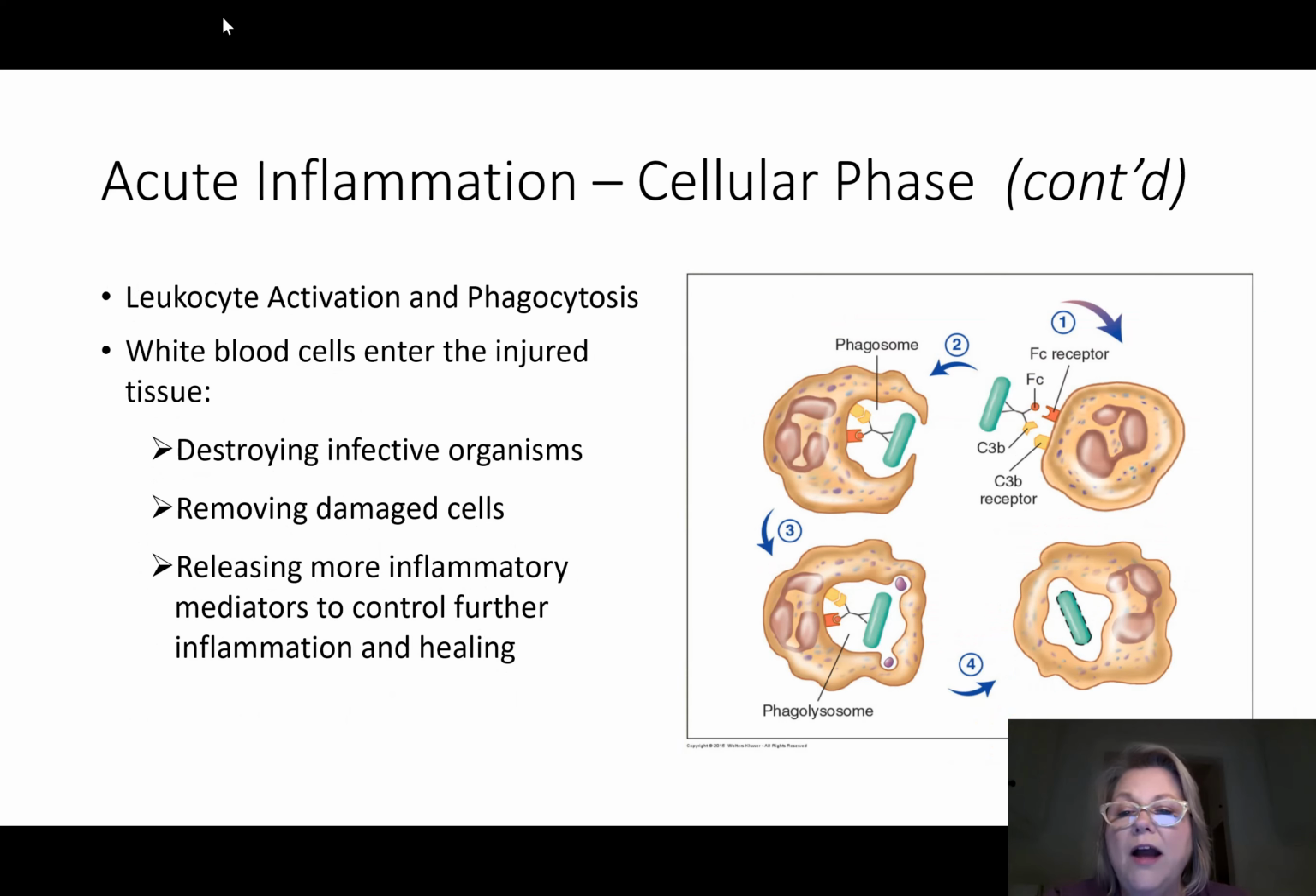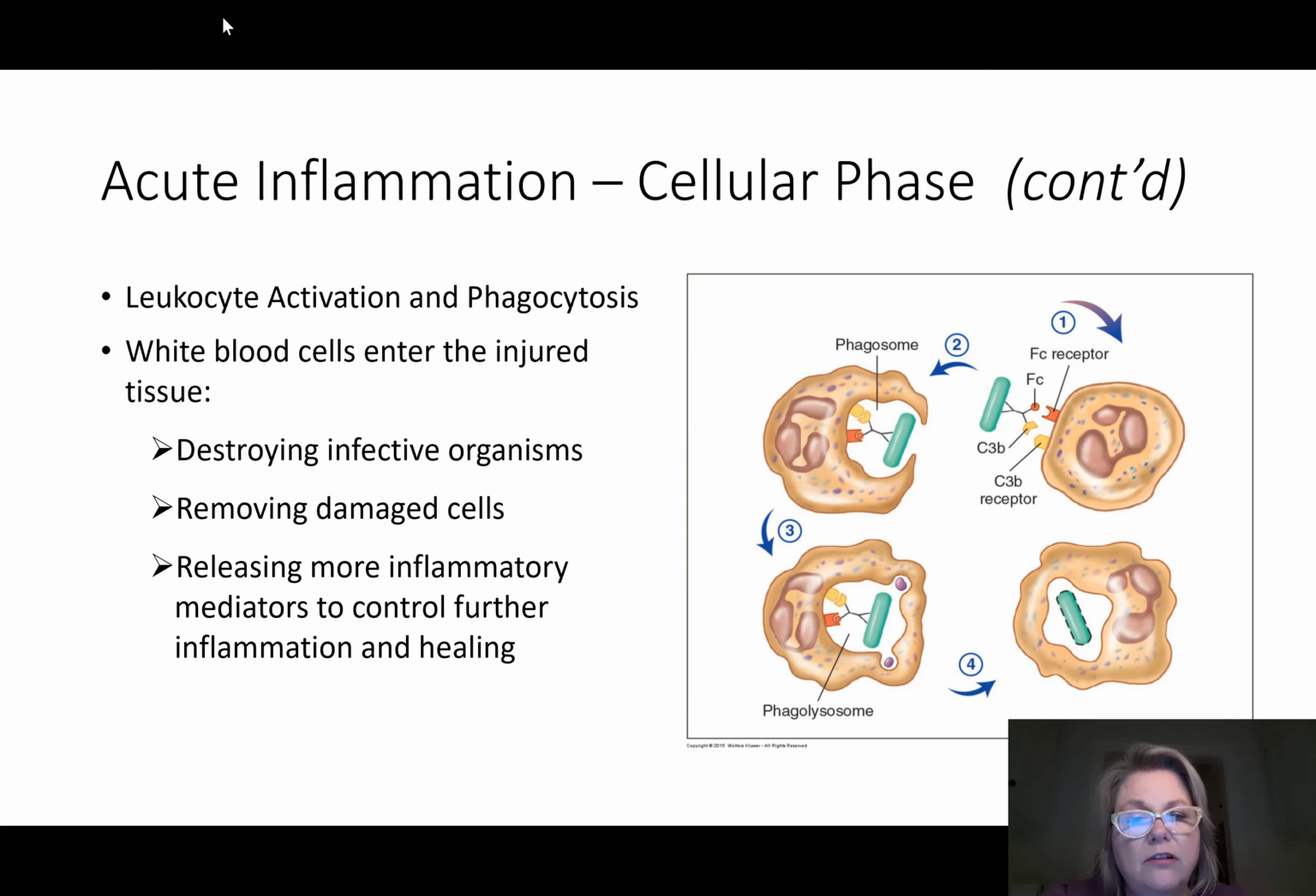Okay. So the white blood cells enter the injured tissue, destroying the infectious organisms, whether it's bacteria or the virus or whatever that organism is that's come in there and invaded that tissue. And its job is to remove those damaged cells. So in the acute process, its main function is to actually remove those damaged cells to promote healing.